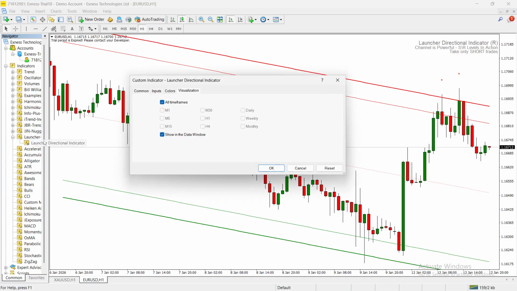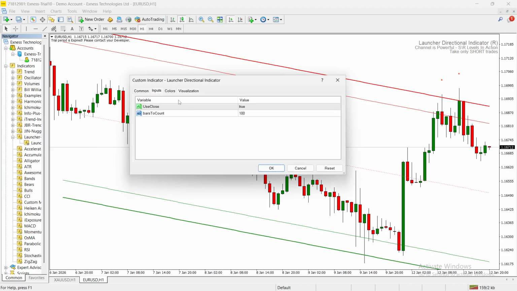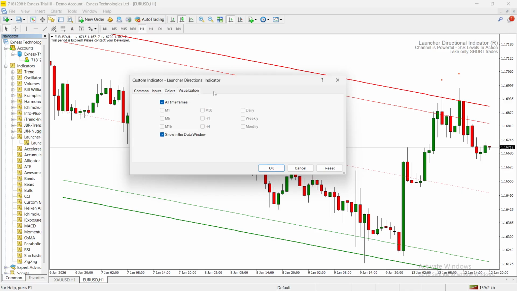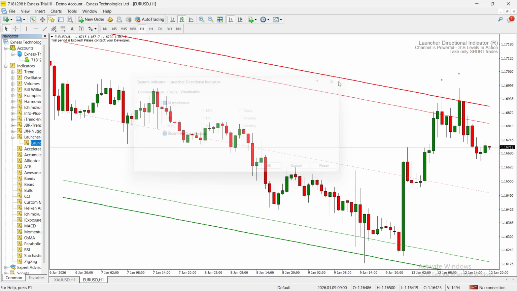As for the settings, let's take a look at what we have. At the inputs, we have the use close and the bars to count. We can also set our preferred colors and choose our preferred time frames as well.